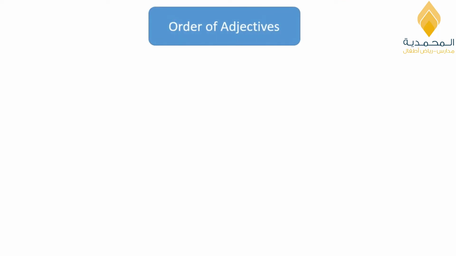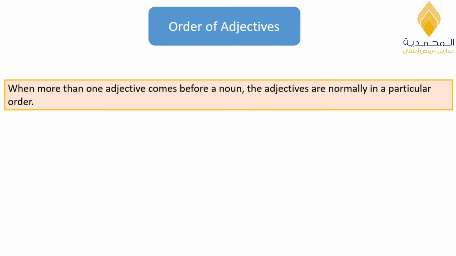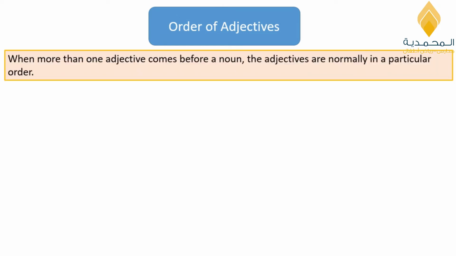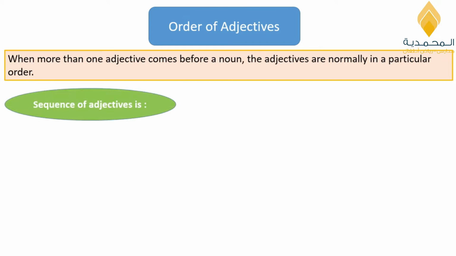Here we will talk about the order of adjectives. When more than one adjective comes before a noun, the adjectives are normally in a particular order. That means when we want to describe a noun with more than one adjective, we have to put these adjectives in a certain order. Let's see the sequence of adjectives.